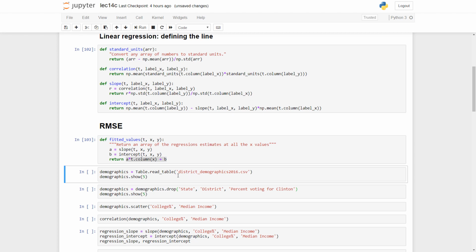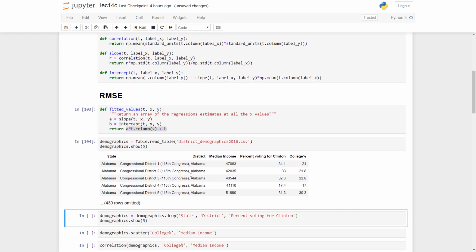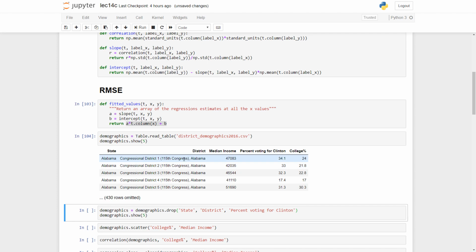Now the data set that we will work on is called the district demographics data set. In this data set, we have one row for each district or area in a state in the United States. For each district, we will have the median income for the population of that district or area, the percentage of them who voted for Clinton at that time in the 2016 presidential elections, and this is the percentage of the population that went to college.